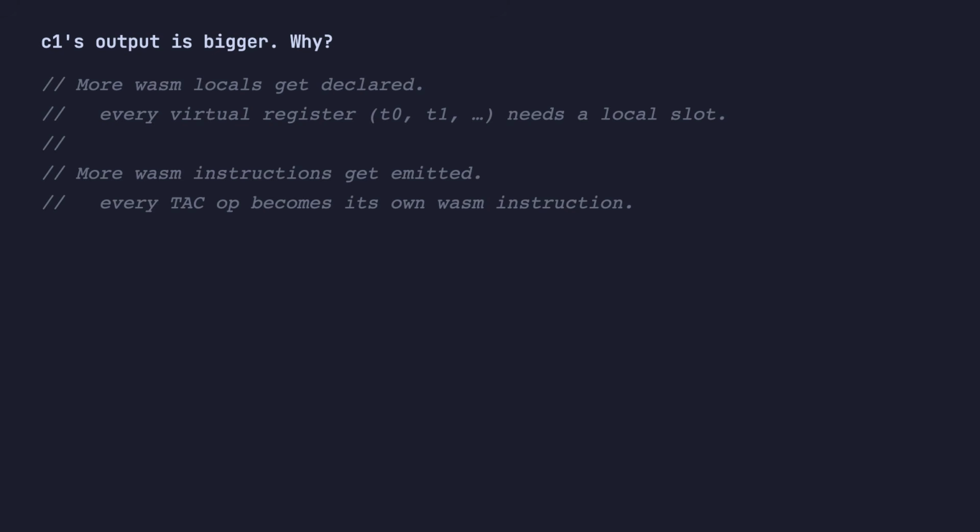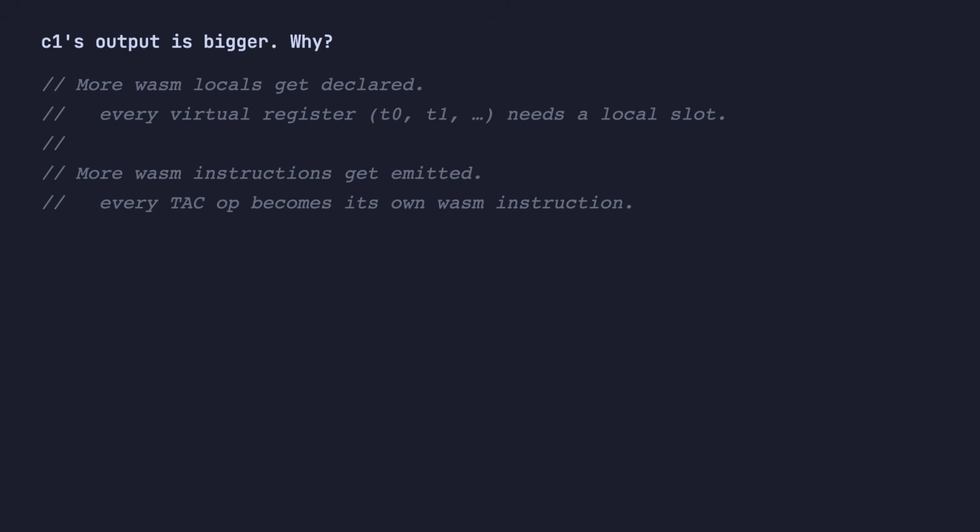On optimizing engines like V8 and SpiderMonkey, the hit is smaller than you'd imagine because those engines run their own optimizers using SSA-based IR, so a lot of the runtime cost folds away at JIT time. But it's strictly worse than what we had before. This is why TAC alone is a step backward.